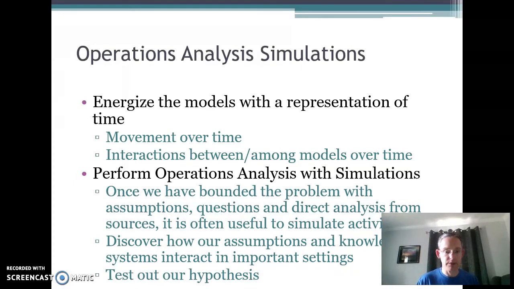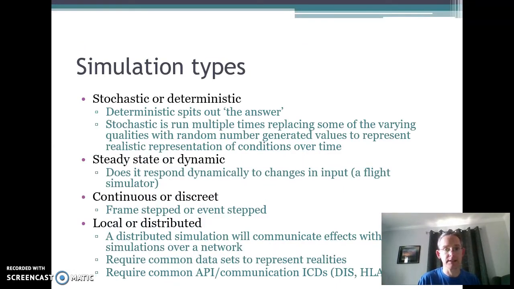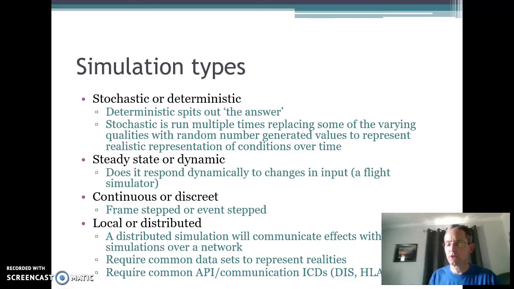Once you've bounded the problem with assumptions, questions, and the analysis from its sources, it's best to simulate those activities and basically test our assumptions and the knowledge of how they interact and our hypotheses to see what comes out. Different types of simulation: there's stochastic or deterministic. Basically, you model up the system, execute it, and it spits out the answer. That's what we're doing this week. Actually, that's a question on your homework, so you just got the answer.